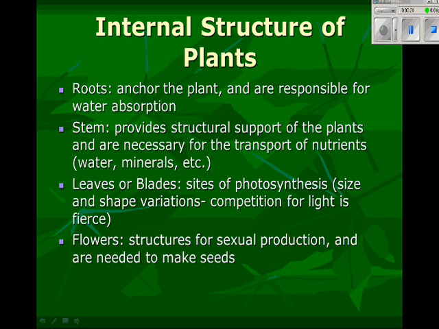Internal structures of plants, if you remember: the roots anchor the plant and are responsible for water absorption. The stem provides structural support of the plants and is necessary for the transport of nutrients, water, and minerals. The leaves or the blades are the site of photosynthesis, and obviously the size and shape do vary, and the competition for the light is very fierce. Flowers are structures for sexual reproduction and are needed to make seeds.